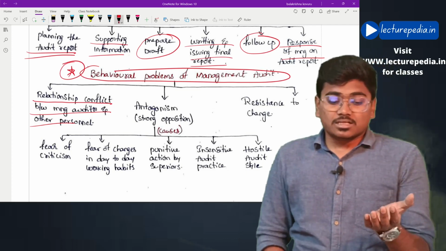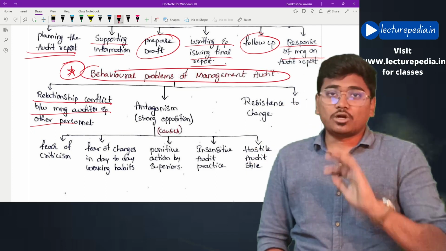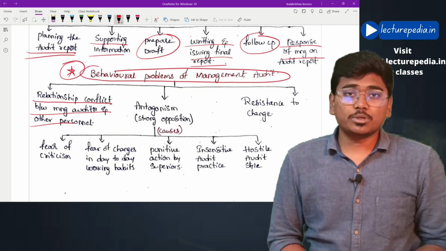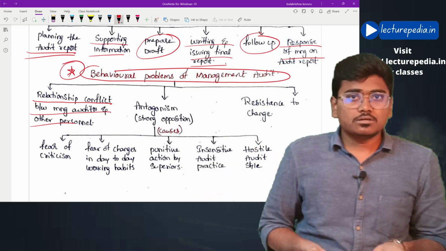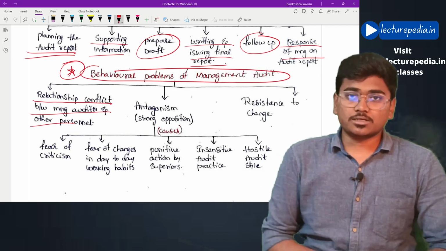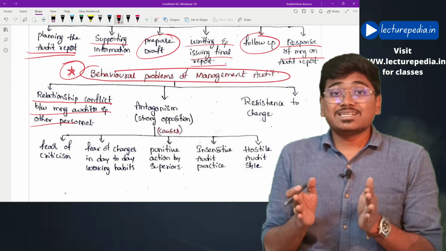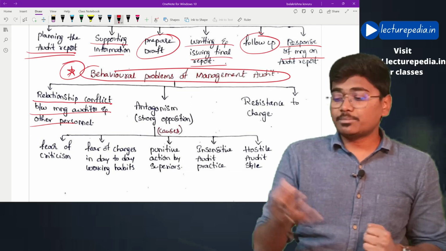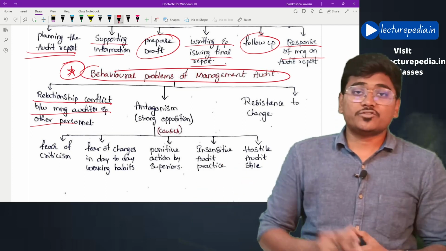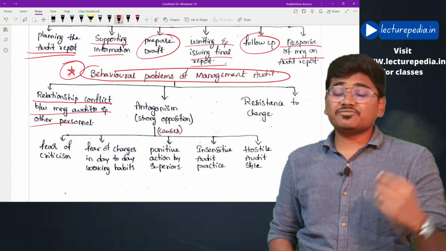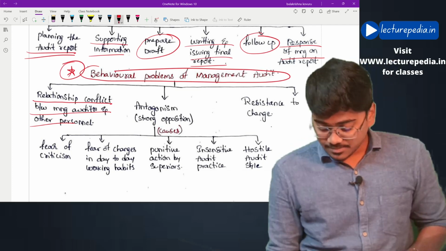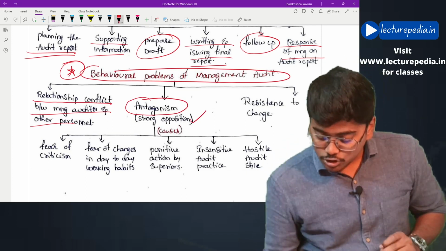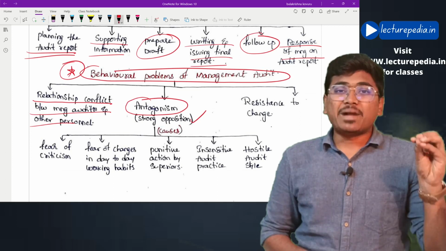So, whenever they try to conduct management audit, they will question the other staff. So what the other staff might feel is they are also like one of the staff and they are questioning our work. So there could arise a conflict of relationship between the management audit department and the remaining staff of the organization. This is the first behavioral problem. Next is antagonism. What is meant by antagonism? Antagonism means strong opposition for the management audit.